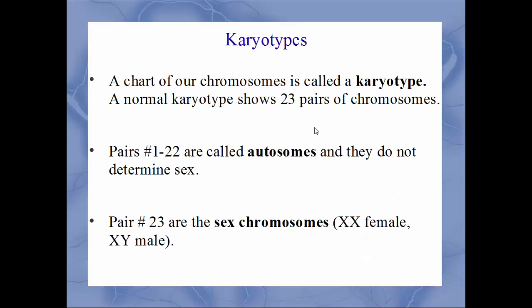Alright, you can lay out a chart of all your chromosomes. This is called a karyotype. We'll talk about some normal karyotypes first, then I'll show you some that are not normal. A normal karyotype has 23 pairs of chromosomes. This gives you the normal number of chromosomes that you should have in each cell, which is 46. The first 22 pairs are called the autosomes.